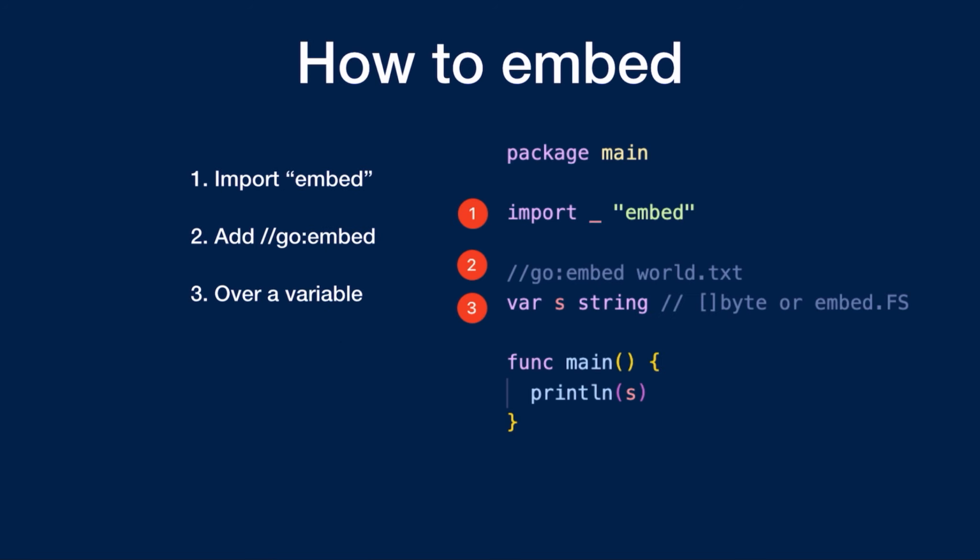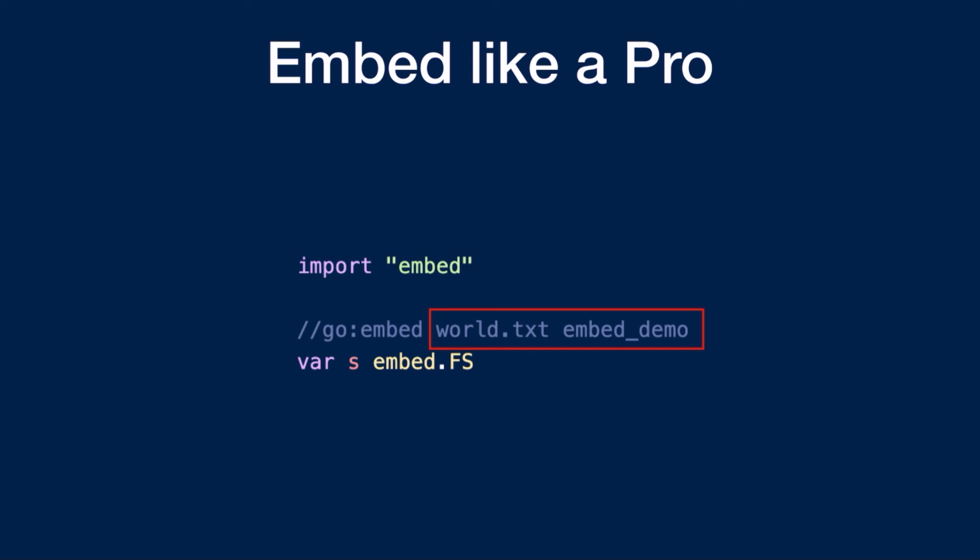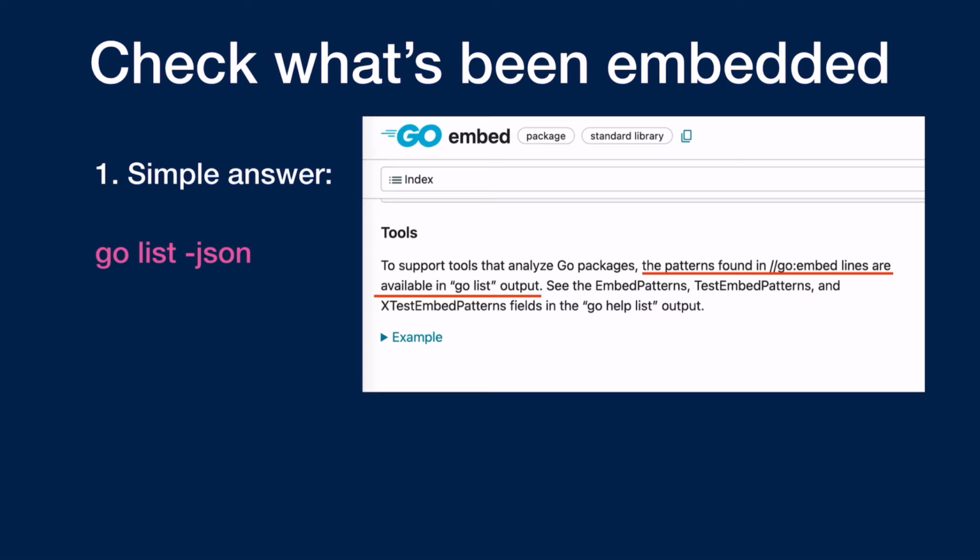To use embed, you need to import the embed package first, then add the go:embed directive over a variable declaration. Its type must be either string, byte slice, or embed.FS. As a pro tip for embed, you may also know that you can use multiple patterns on one go:embed directive. And multiple lines of go:embed directives are also allowed for one embed.FS variable.